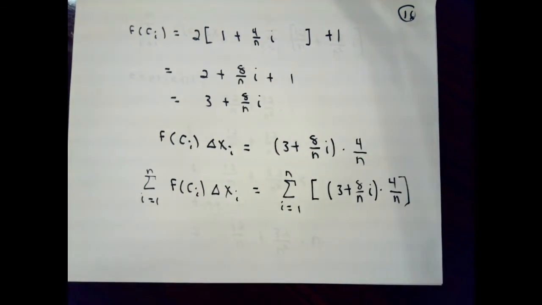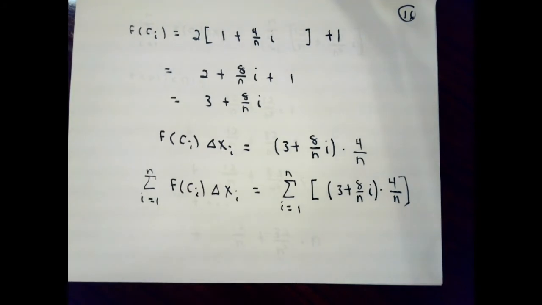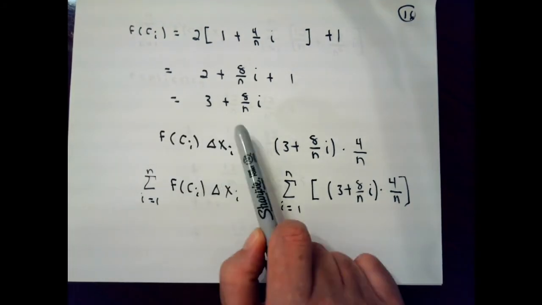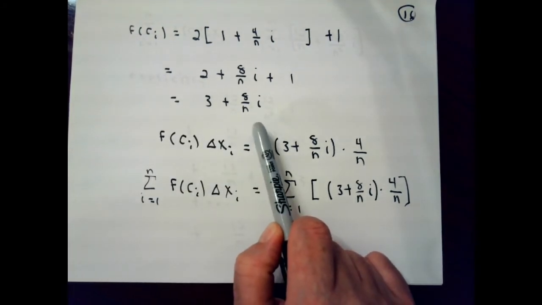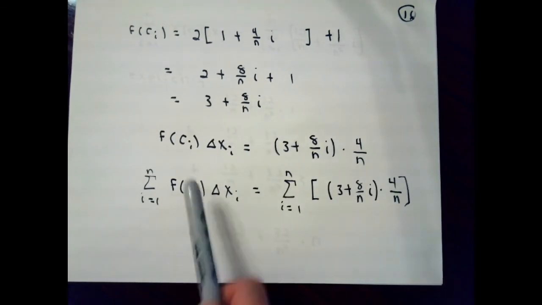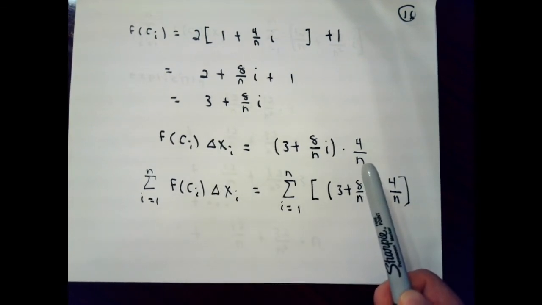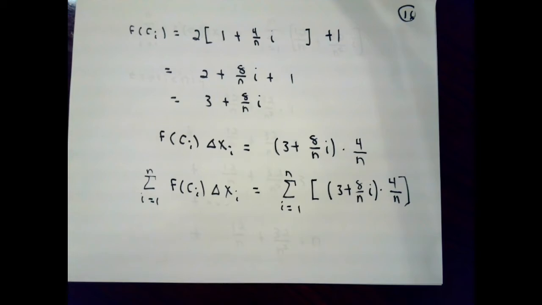If you multiply everything out and combine terms, f evaluated at ci is going to be 3 plus 8 over n times I. I have to multiply that function value by delta x, which worked out to be 4 over n. Then I'm going to add all of those things up. The sum, f at ci times delta xi, is the sum of these numbers times those numbers.